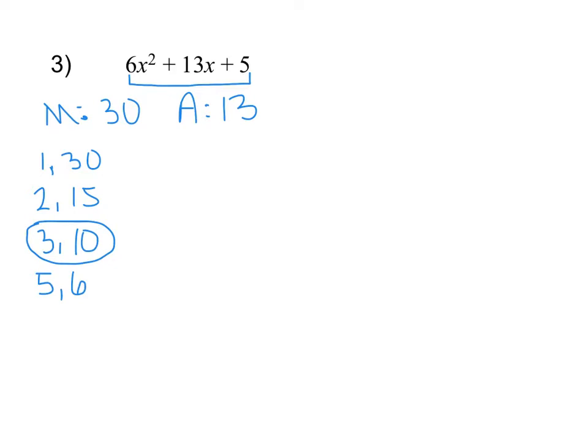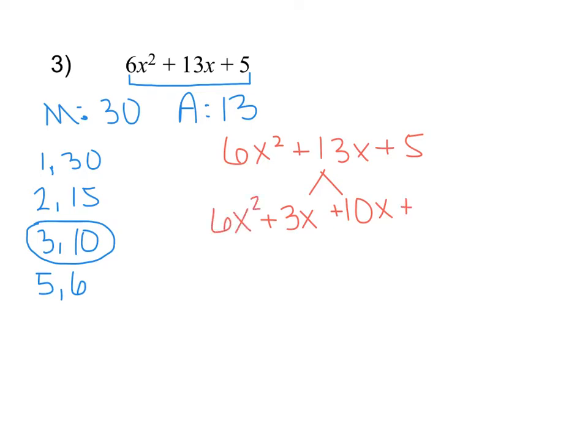So I'm going to rewrite our original trinomial, 6x squared plus 13x plus 5. We're going to split that middle term up into our two numbers, 3x and 10x, and they're both positive. Then I'm going to bring down the 6x squared and bring down the 5. Now I'm going to group the first two terms and the second two terms together. Our greatest common factor of 6x squared and 3x is 3x. And then I'm left with 2x plus 1.